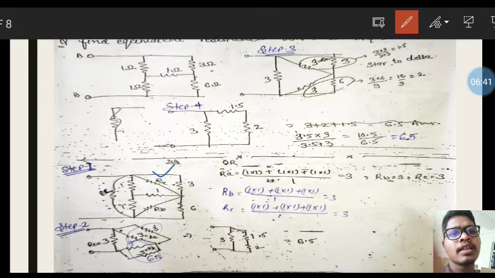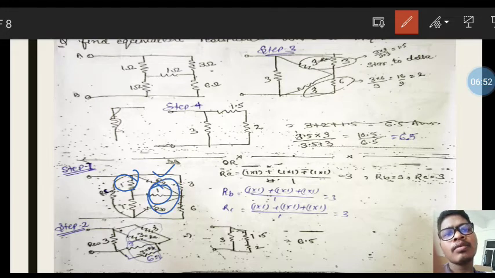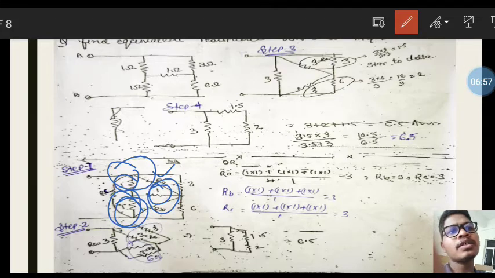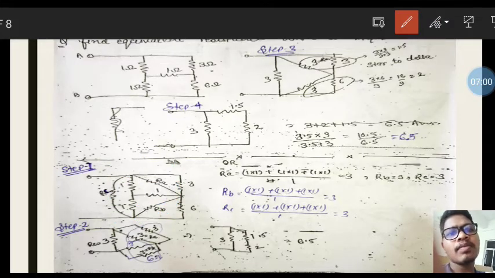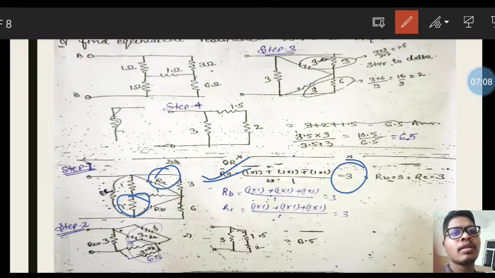For RA resistance, multiply all the resistances connected across the star element and add them. That means 1 ohm into 1 ohm plus 1 ohm into 1 ohm plus 1 ohm into 1 ohm, divided by the opposite arm resistance. What is the opposite arm resistance across RA? That is this. So 1 into 1 is 1, 1 into 1 is also 1, 1 into 1 is also 1, 1 plus 1 plus 1 is 3, divided by 1 is equal to 3. Like that you have to find the values of RB and RC.